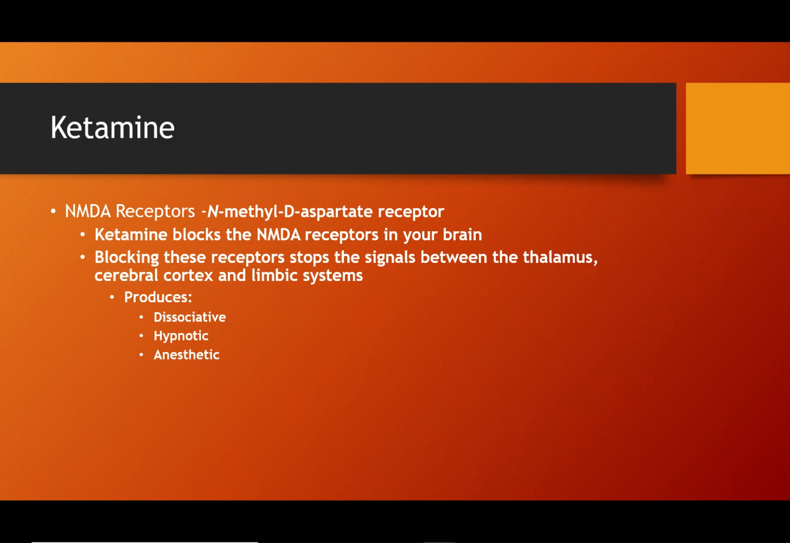All right. Ketamine also acts on NMDA receptors, and that's N-methyl D-aspartate receptor, and it blocks those receptors in your brain. And when it blocks those receptors, what it does is it stops those signals between those three systems that we were just talking about, your thalamus, cerebral cortex, and your limbic system. And so it produces, what are we looking for? Those three things. All right.